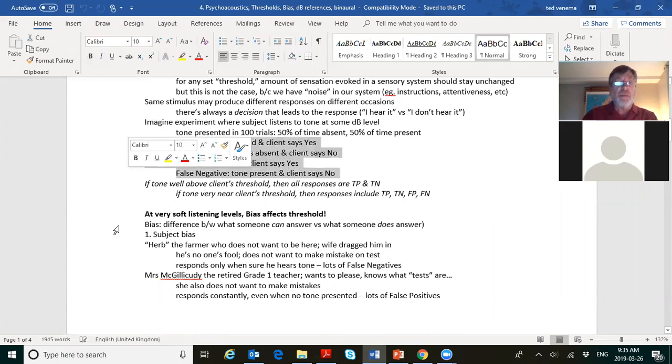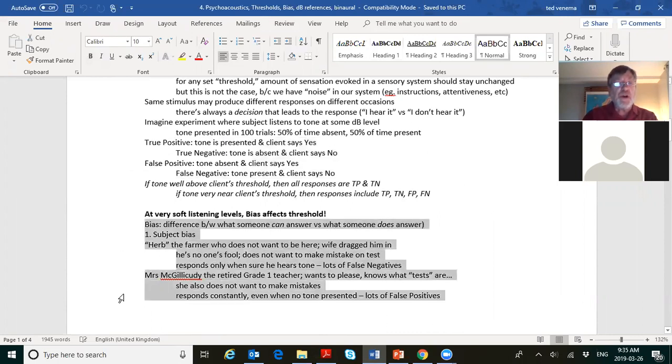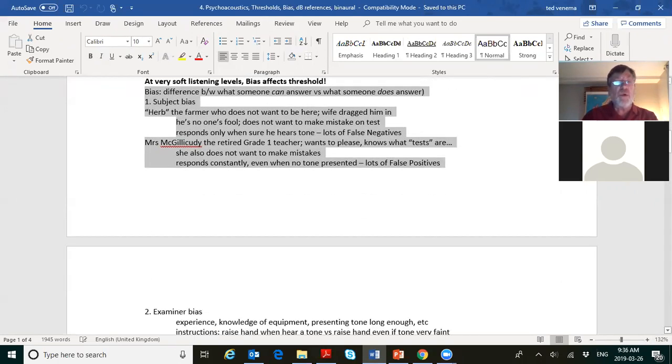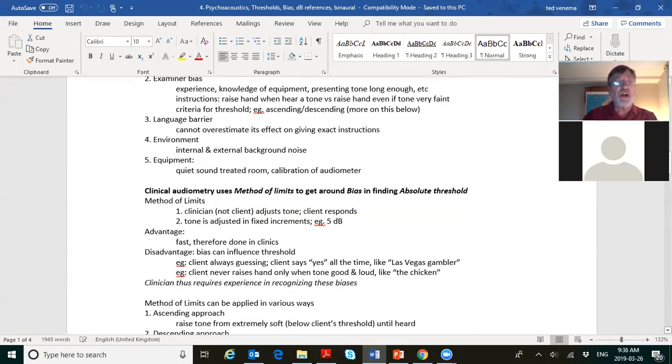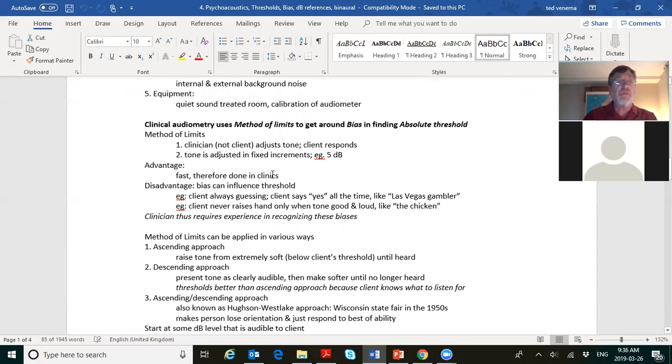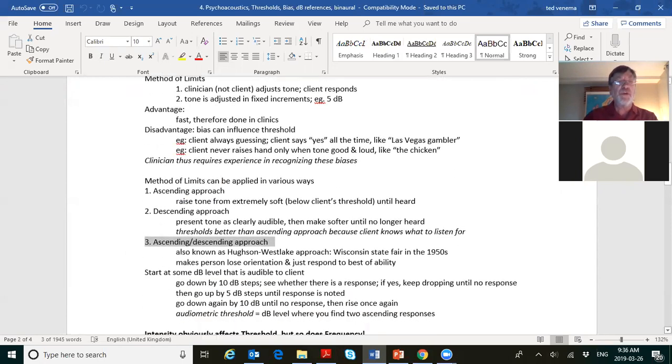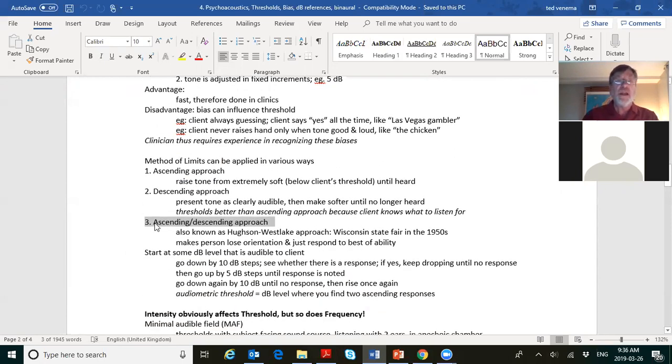Okay, and there's where bias can come into the picture, Herb and Mrs. McGillicuddy. And last week we did that. We walked right through all of that. We talked about method of limits here. We talked about an ascending approach, a descending approach, and we use the Hughson-Westlake ascending-descending approach. But notice in all these 1, 2, and 3, method of limits can be applied in various ways.